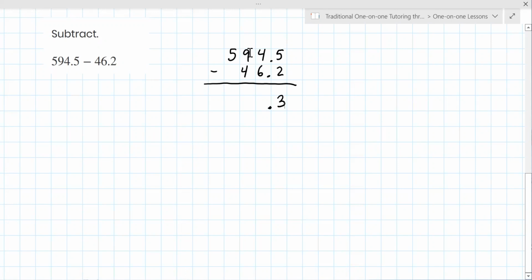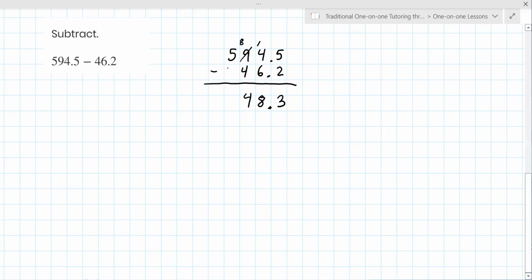We have to borrow from the 9. So the 9 goes to 8, and you put a 1 on top of the 4 representing 14. Okay, so what is 14 minus 6? 8. Good. And now we're looking at the 8, and that's why you cross out the 9. 8 minus 4? It's 4.